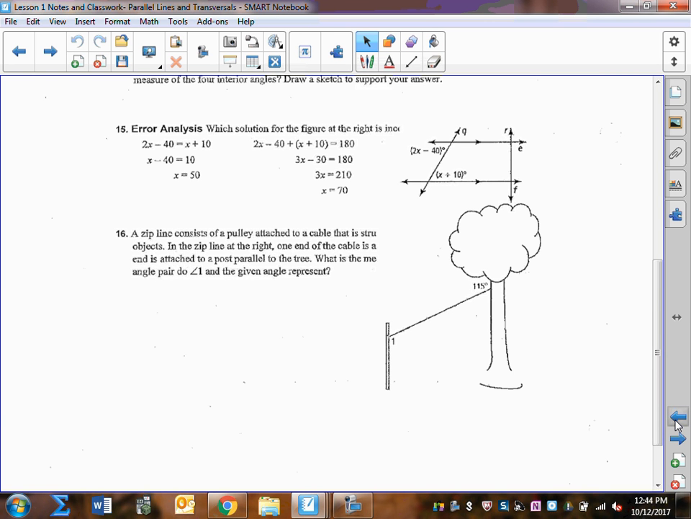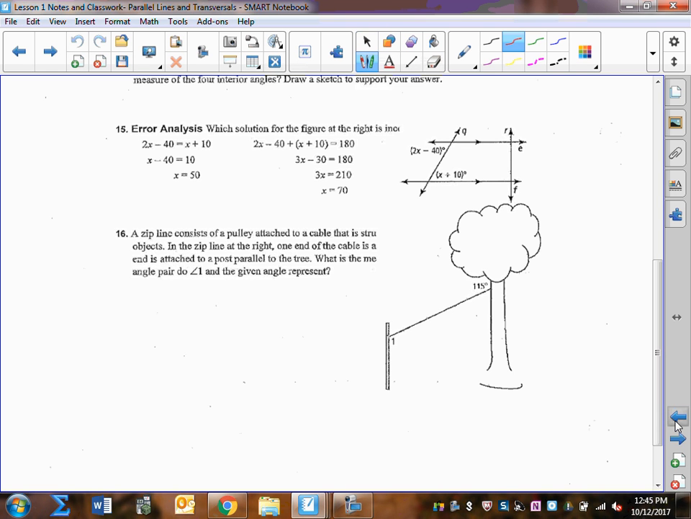So basically, we have a zip line connected to a pulley in the tree. They give us the measure of the angle here. They tell us this is angle 1, and I think they asked us for the measure of angle 1. And what relationship are 1 and 115, right? Alternate interior.